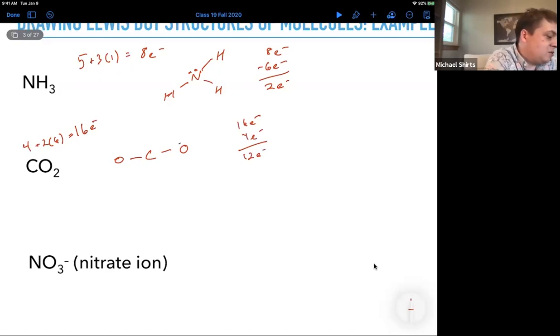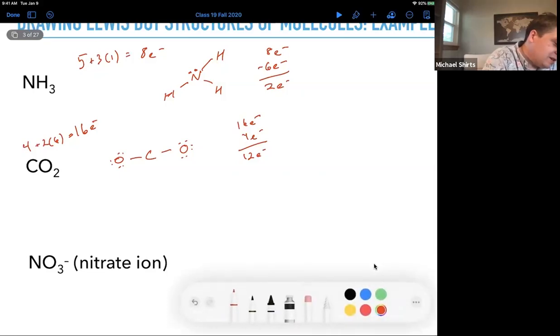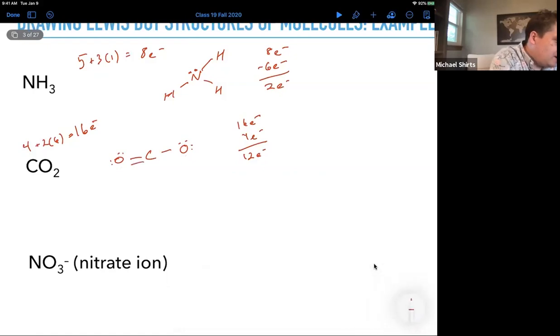So let's see, we could put 6 on each side, and now each oxygen has 3 lone pairs. So that has a full octet, but we notice that carbon does not. Carbon is definitely way short of an octet. It only has 4 electrons around. So what we could do is each oxygen could share a pair of its electrons. So let's erase those there. Each oxygen could share a pair of its electrons and form a double bond with C.